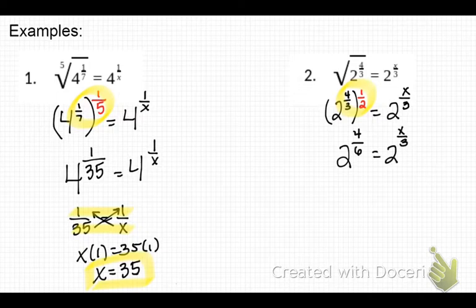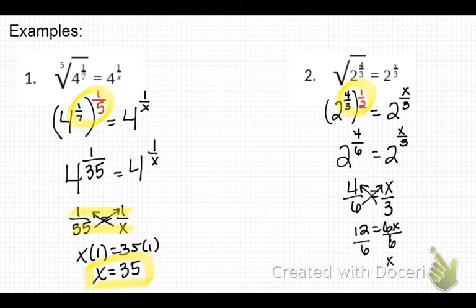And again, my bases are the same. So I have 4/6 equals x over 3. I can cross multiply, so I get 12 equals 6x. And what is that? I divide by 6, and I get x equals 2.